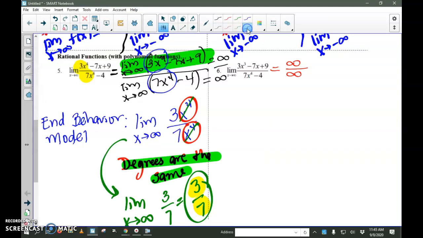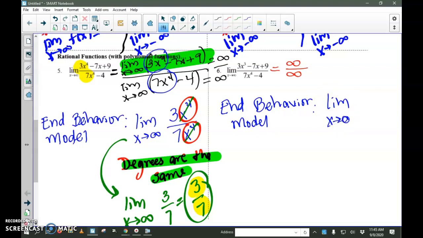So again, I'm going to take a look at our end behavior model, because the end behavior is driven by the leading term. The leading term is the term that has the biggest exponent. And so again, the limit as x approaches infinity. In the numerator, the term that has the biggest degree is 3x cubed. In the denominator, the term that has the biggest degree is 7x to the 4th.